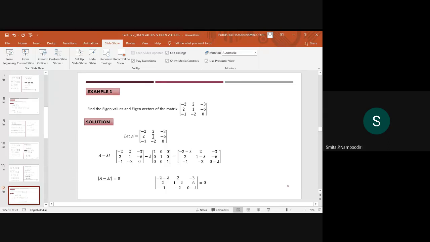Let's try to find the eigenvalues of this matrix. Again we have a 3 by 3 matrix, we can apply the formula. So just tell me, before going to the next slide, if you can calculate the eigenvalues or the roots of the characteristic equation. And please write the answer in the chat box, the eigenvalues.